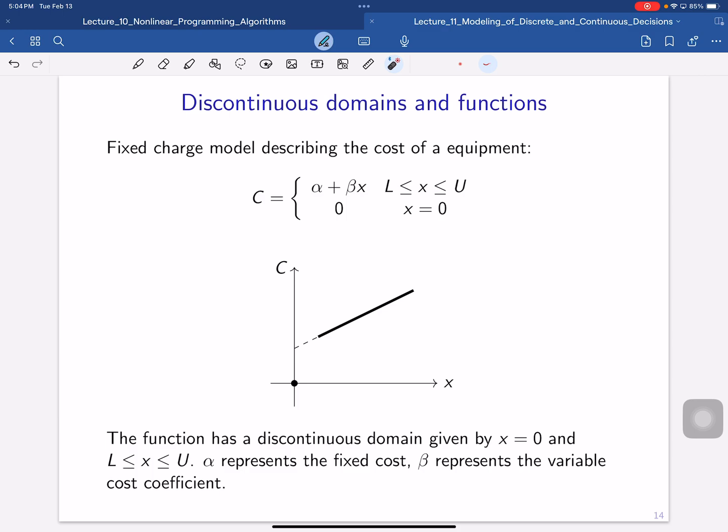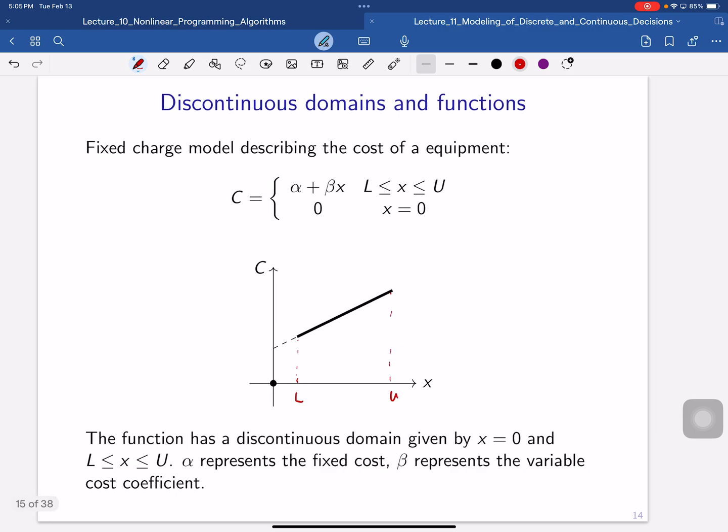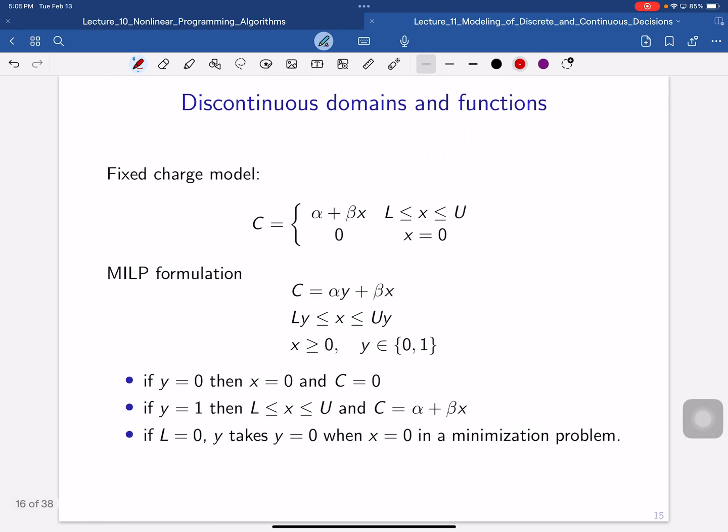If you look at the domain of the function, it is discontinuous, right? So if you don't buy a heat exchanger, of course, the cost is 0 here. But if you ever want to buy a heat exchanger, then the size is between L and U. So let's say this is L, this is U, right? And between 0 and L, this problem is undefined, right? You cannot buy a heat exchanger between 0 and L, okay? Yeah, so how do we represent this using a MILP representable function?